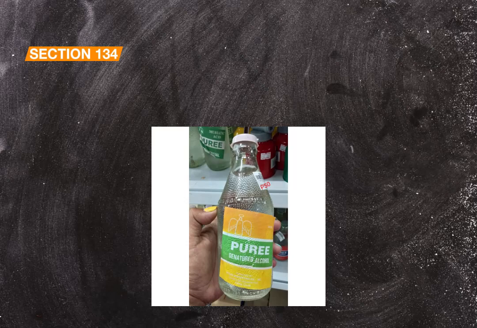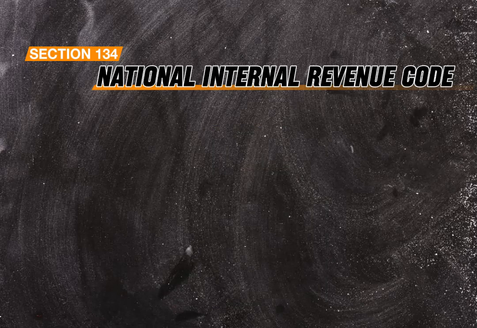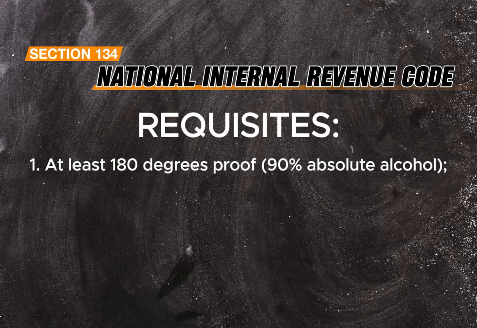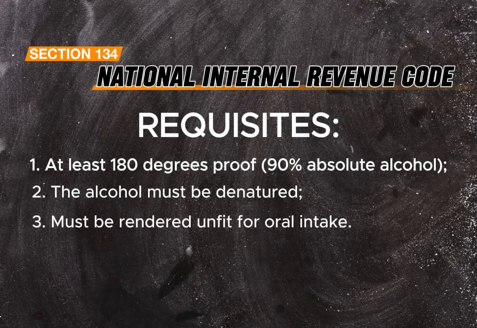Can it enjoy excise tax-exempt status even if it is not used in the production of cigars and cigarette products? Yes, domestic denatured alcohol not used in the production of cigar and cigarette products may still enjoy excise tax-exempt status subject to the following requisites. Number 1. The domestic alcohol must be at least 180 degrees proof or 90% absolute alcohol. Number 2. It must be denatured. To denature is to destroy the characteristic properties of the alcohol. And number 3. The denatured alcohol must be rendered unfit for oral intake.